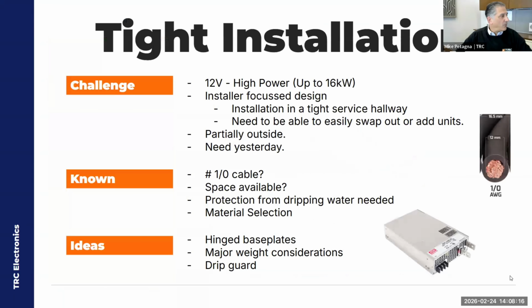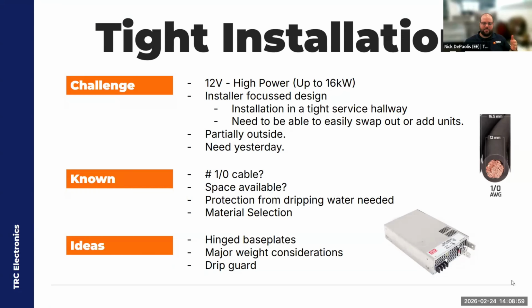The next one that we want to bring up is a tight installation, and in this case, this was a really aggressive project. Nick, can you just walk us through how we were able to solve this? Sure, absolutely. To give you an overview of the project, we were essentially tasked by the customer with providing them a 12-volt system that could deliver up to 16,000 watts of output power, 16 kilowatts. The enclosure, which we later found out was going to be deployed in a confined service access way, needed to be installer focused.